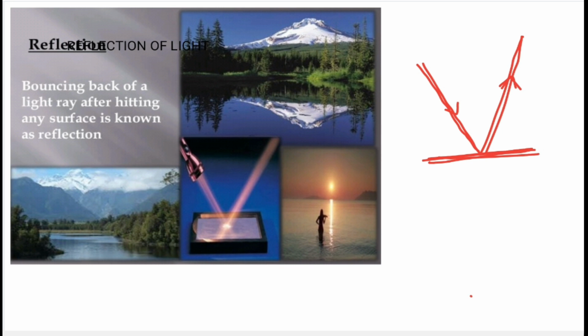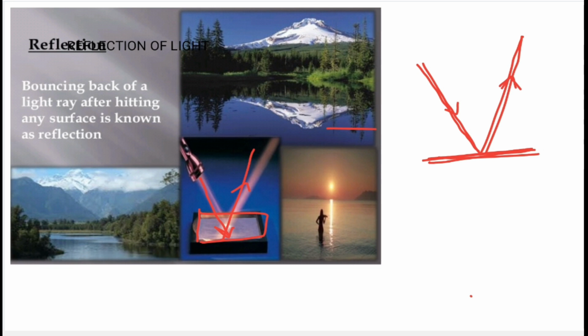As you can see, this water is acting as a reflecting surface. So here we can see the same image. Similarly here, and similarly in this image, when we shine light rays with the help of any source of light, for instance a torch, we can see that the light is getting bounced back after hitting any kind of surface. Such a phenomenon is called reflection of light.